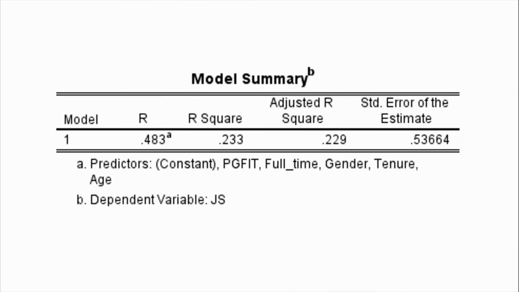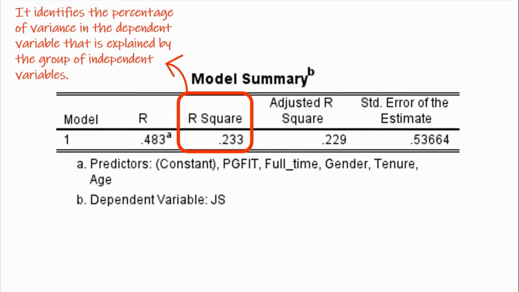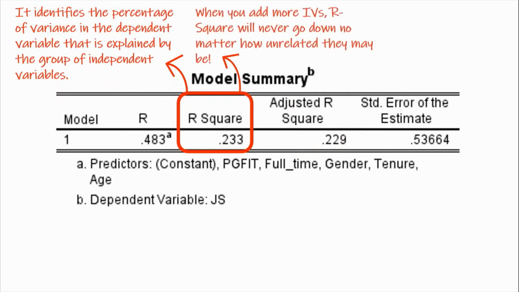In model summary, you are starting to see some important numbers, and we start with the adjusted R-squared. Well, why not just use R-squared instead? Well, they both identify the percentage of variance on the dependent variable that is explained by the group of independent variables, hence the model. But R-squared tends to overestimate the fit of the linear regression. For example, when you add new independent variables, no matter how unrelated they may be, your R-squared will never go down. It will only increase, but it will never go down.